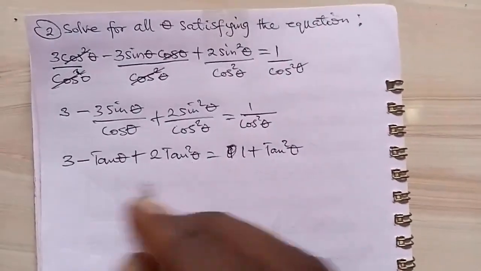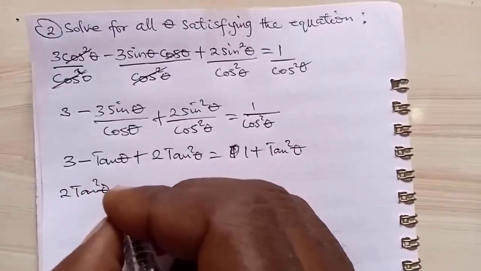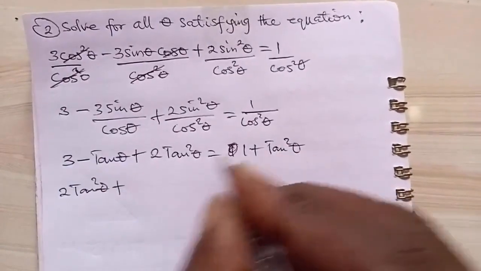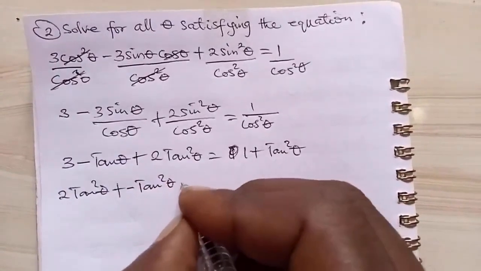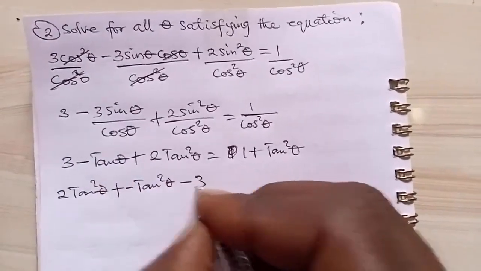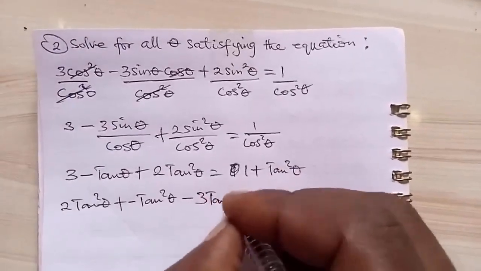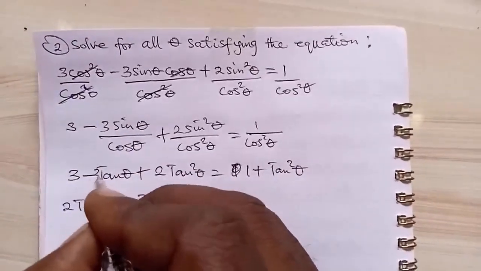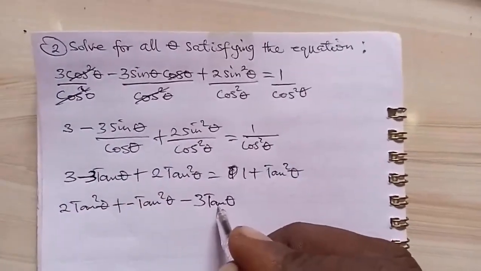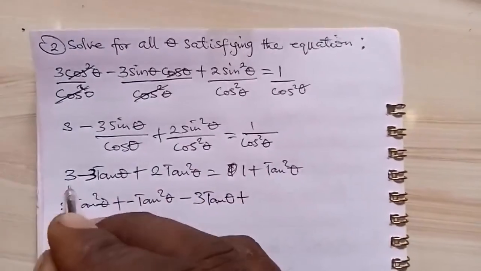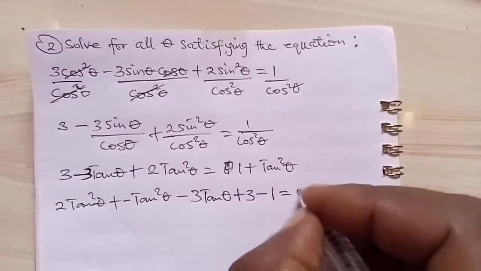If we collect like terms, we start with 2 tan square theta. Then if the tan square theta comes over, it becomes minus tan square theta. Then the next thing is 3 minus 3 tan theta. Because here is 3, we forgot to write it down. Let's correct it. So here is 3, so minus 3 tan theta. Then we can now bring this 3 plus 3. If this one comes over, it becomes minus 1. We now equate it to 0.